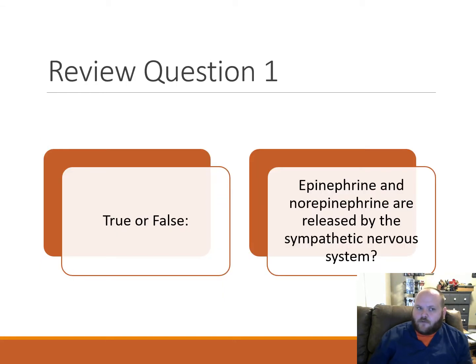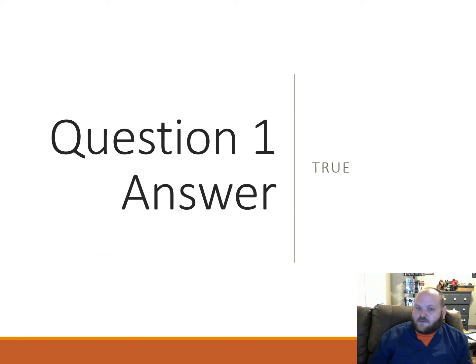Okay, I have a couple of review questions before we get to the conclusion. Question number 1. Epinephrine and norepinephrine are released by the sympathetic nervous system. True or false? The answer to question 1 is true. Epinephrine and norepinephrine are released by the sympathetic nervous system when there is a decrease in cardiac output.